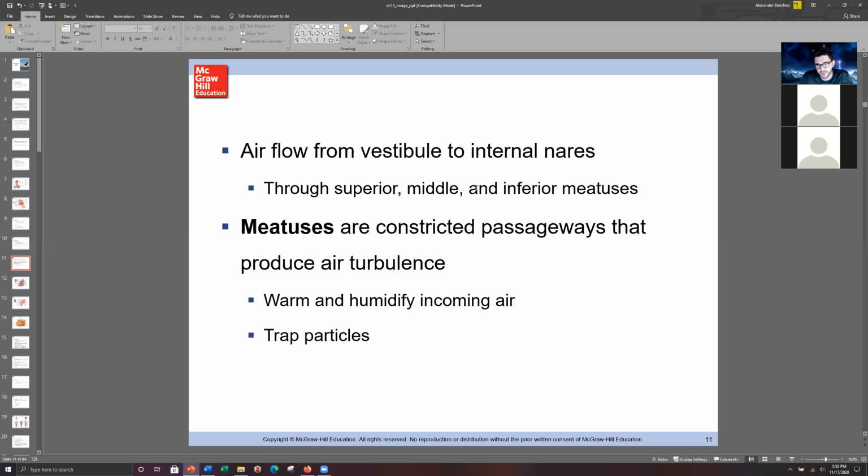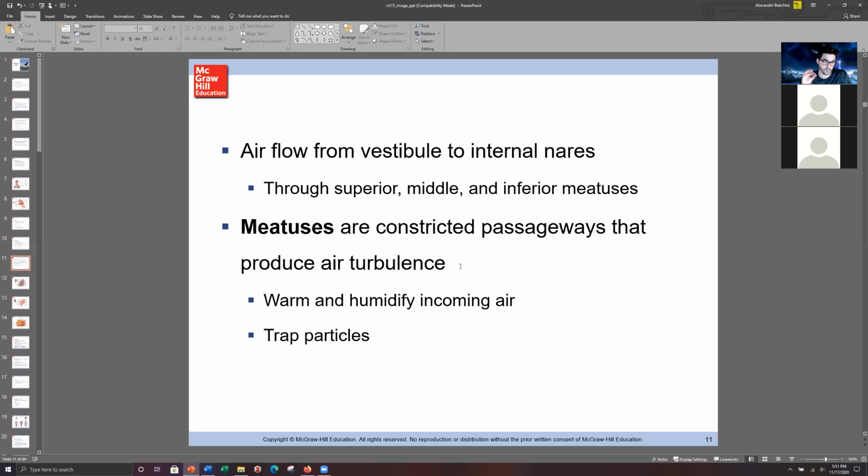Air flows from the vestibule into the internal nares, so through the superior, middle, and inferior meatuses. The meatuses are constricted pathways that produce air turbulence. This is where we have the humidification and the warming of air. We can also trap some foreign particles here in some mucosal layers that we produce on these tissues.